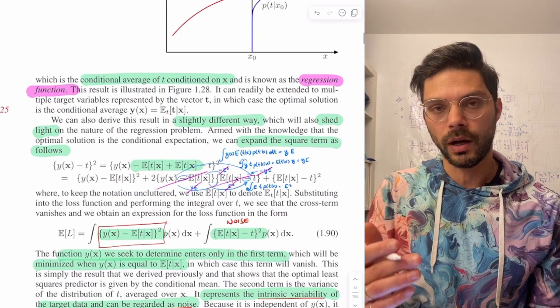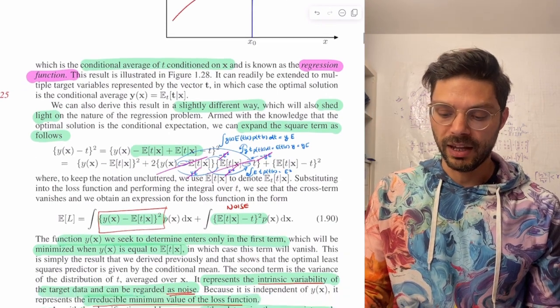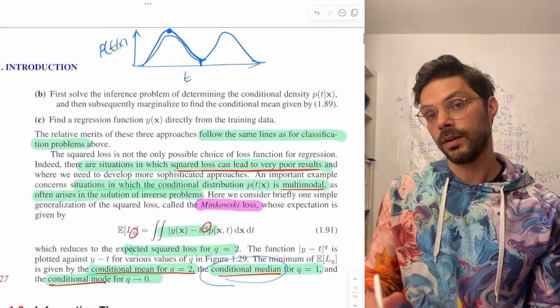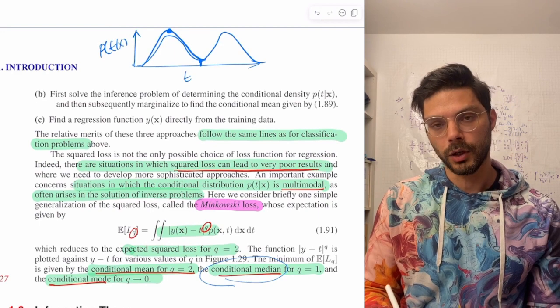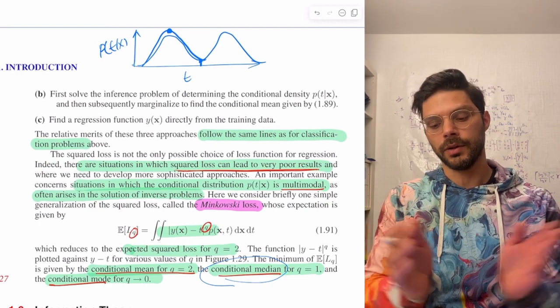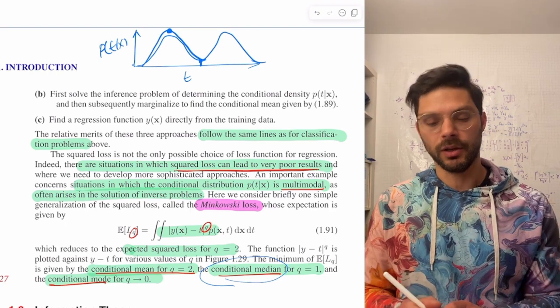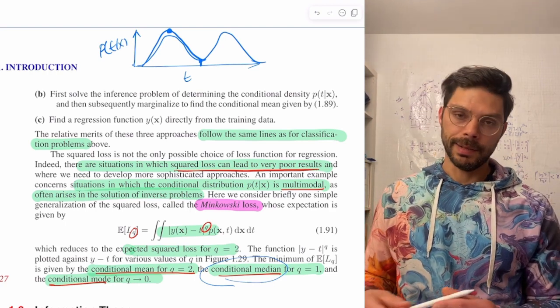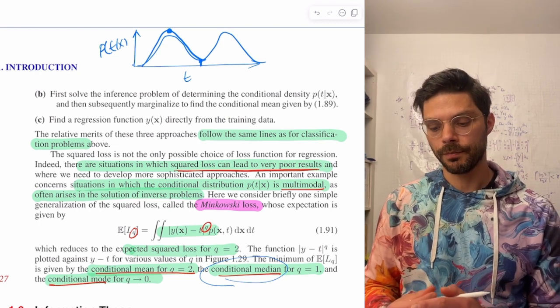So if you're using the squared loss, your regression function is the posterior mean, and as we saw at the end, if you're using the absolute value, it's the posterior median, and as your q here goes to 0, as you start approaching what they call the 0-1 loss, you approach the conditional mode. And there are other loss functions as well, but these are just some of the most common ones and easiest ones to work with. Very good.